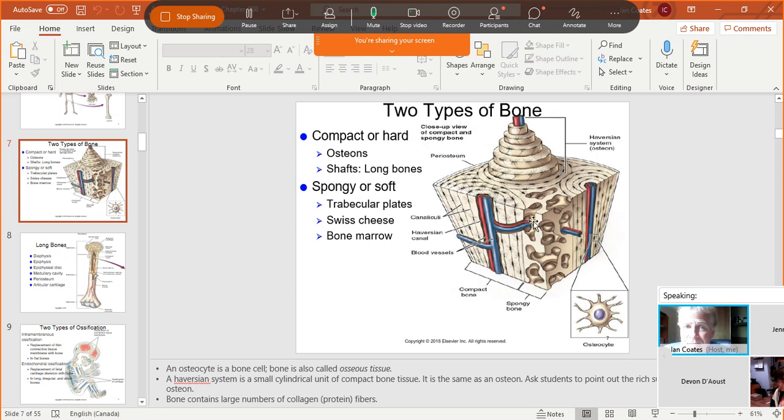But then, towards the middle, you start to get this spongy bone. And it's almost like Swiss cheese in a way. Kind of spongy. We call these trabeculae. Kind of like Swiss cheese. And in here is where we get the bone marrow. That's where the blood is made. So you guys can have a look at that.